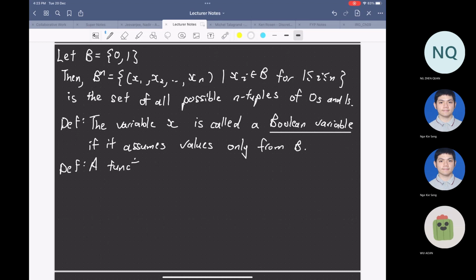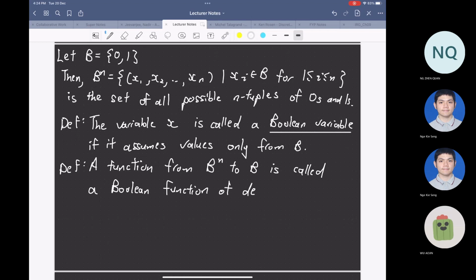Function from DMT is a function of degree n. Okay. So a Boolean function is taking n variables, n inputs, and giving one output. Okay. And take in n input and output one output. Okay. This is a Boolean function. Okay. So the next definition is the Boolean expression.